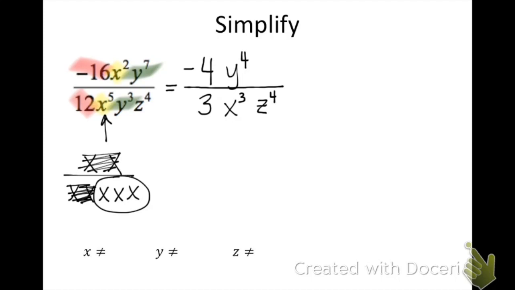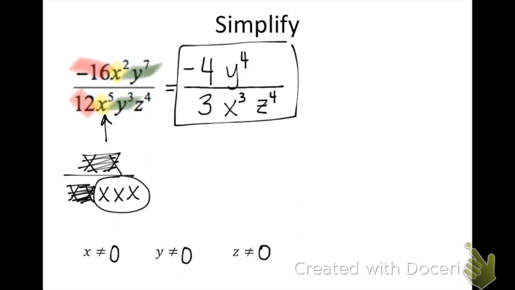Now again, we have x can't be 0, because we can't have 0 in the denominator. Z can't be 0, but also we have to note that y can't be 0. Even though our final answer didn't have a y in the denominator, it still at some point was in the denominator of the problem, so we need to make sure we note that it can't be 0.